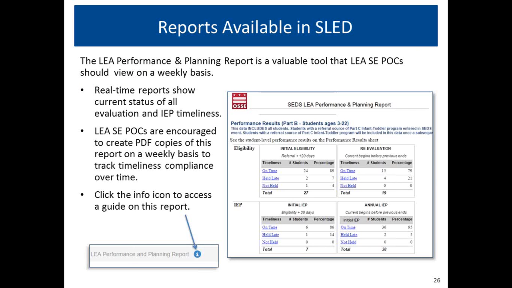One of our favorite reports that we strongly encourage you to use is the LEA Performance and Planning report. It shows your performance and timeliness in the past on IEPs and evaluations, and it helps you prepare for the future by showing you how many kids are coming up soon to have their IEP or evaluation redone. And if you click the little icon, you can see a guide that can explain this report to you in case you find it a little bit cryptic.